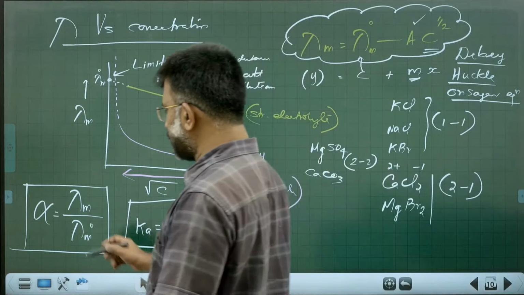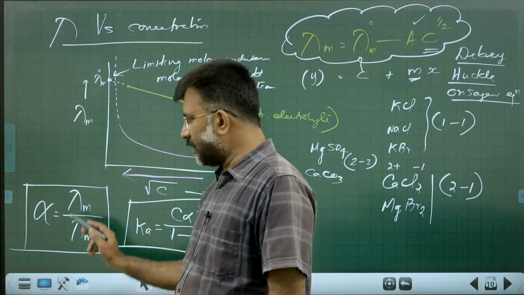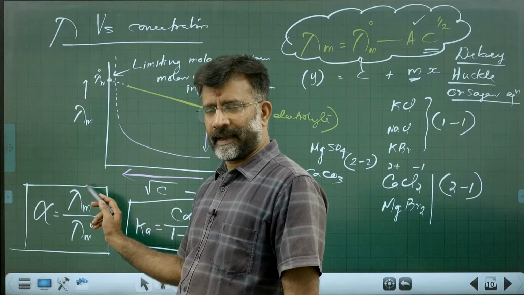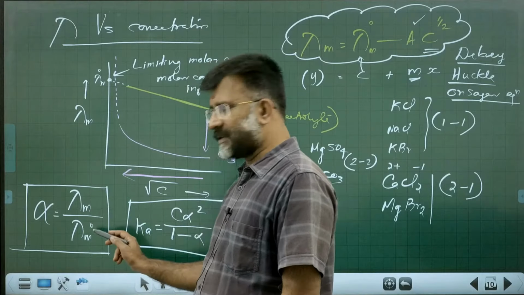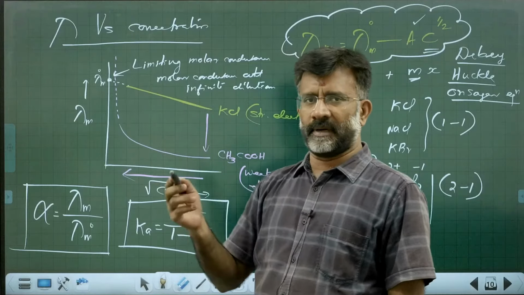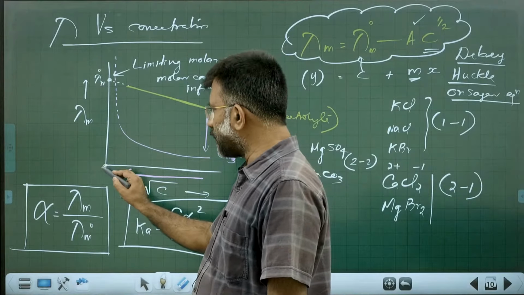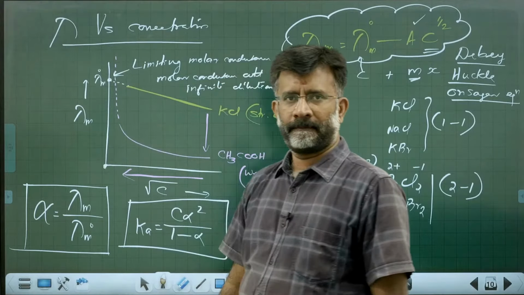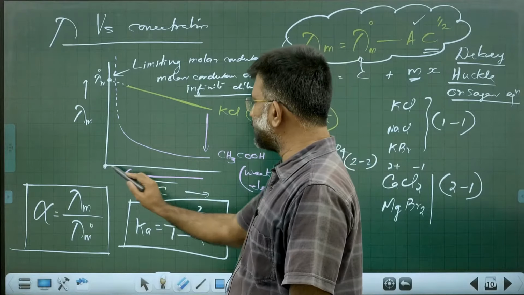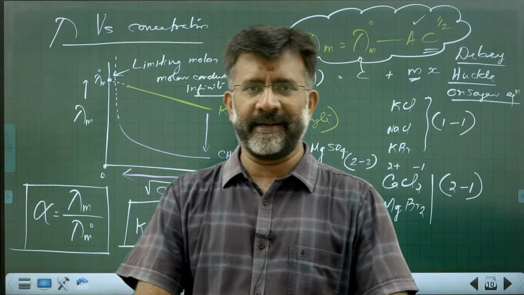Degree of dissociation, alpha, is equal to lambda m by lambda m naught. What is lambda m? Molar conductance at a given concentration. What is lambda m naught? Limiting molar conductance, the maximum molar conductance at infinite dilution or zero concentration. Infinite dilution means zero concentration. That's a theoretical idea.